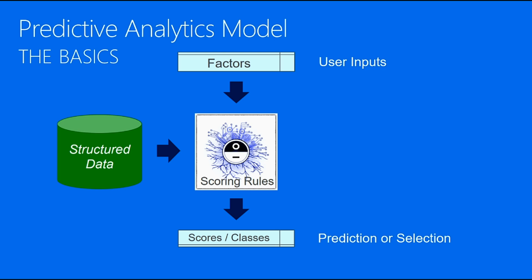Big data is, of course, a big part of this process. We use a lot of historical information. We learn from the past about previous actions that generated outcomes, where we knew what the appropriate prediction or selection or recommendation should have been, and then look for patterns in that historical data to generate those scoring rules. And I'm going to show you how that works in just a moment.